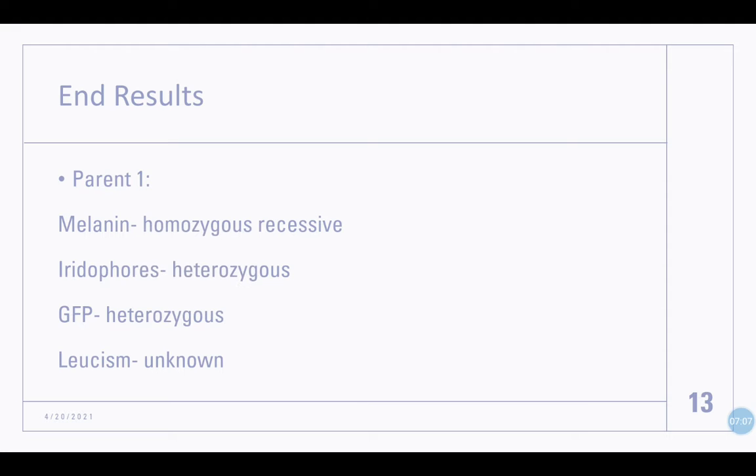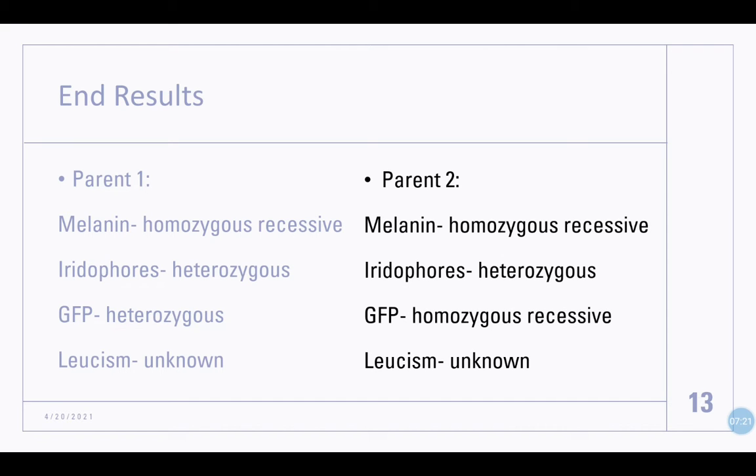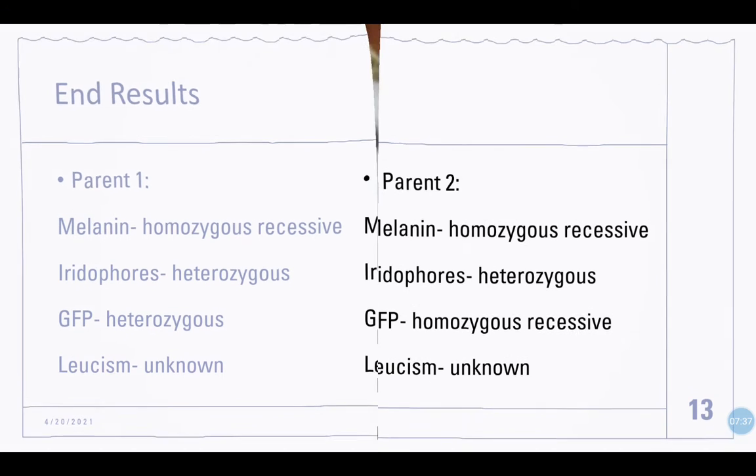Okay, so for the end results, we can see that for parent 1, its melanin is homozygous recessive, the iridophores is heterozygous, the GFP is heterozygous, and the leucism is unknown. Okay, for parent 2, its genotype is also homozygous recessive. Comparing parent 1 to parent 2, the GFP is the only one that's different. So for GFP on parent 2, it's homozygous recessive.